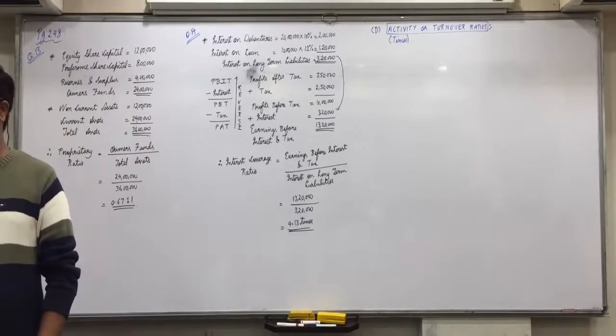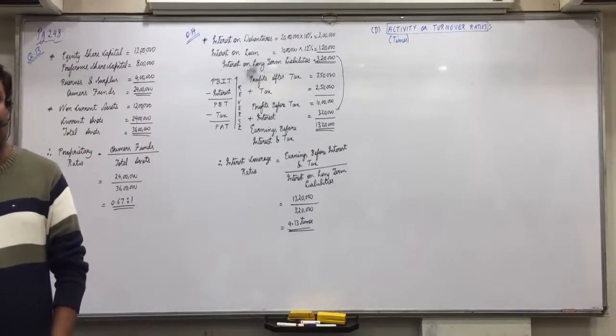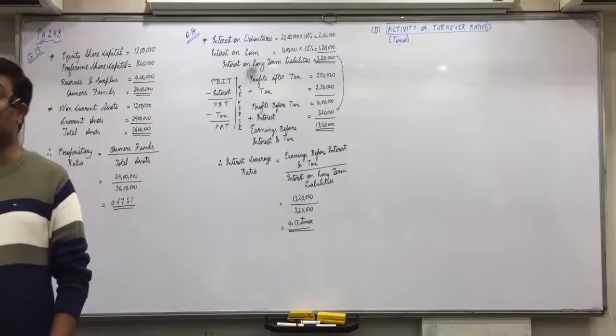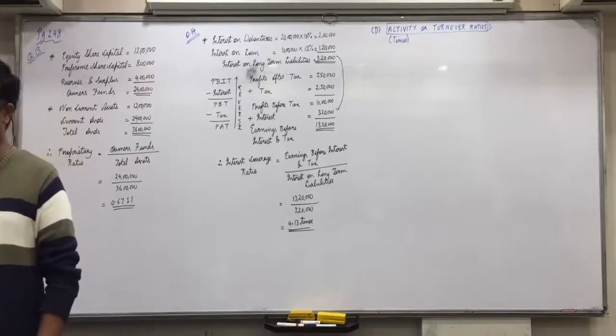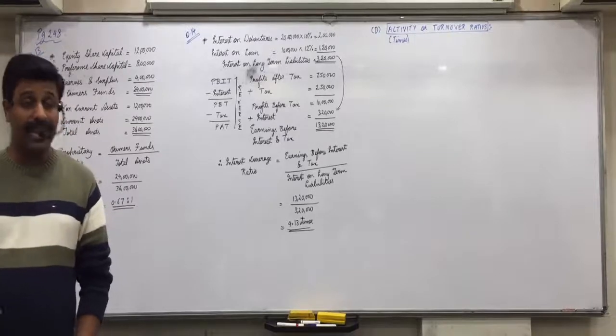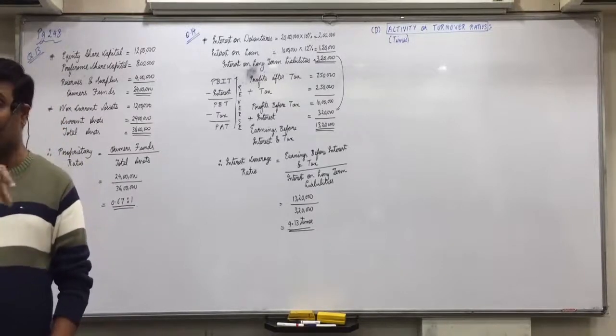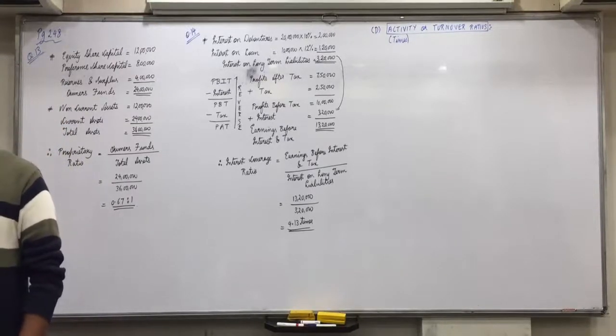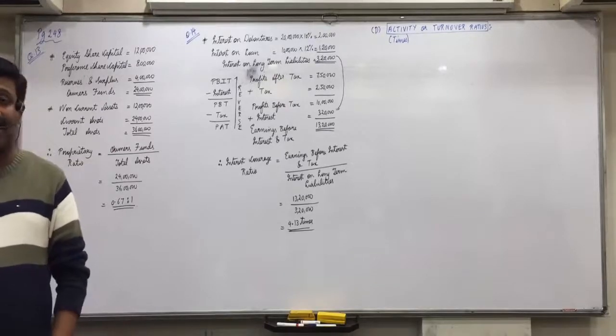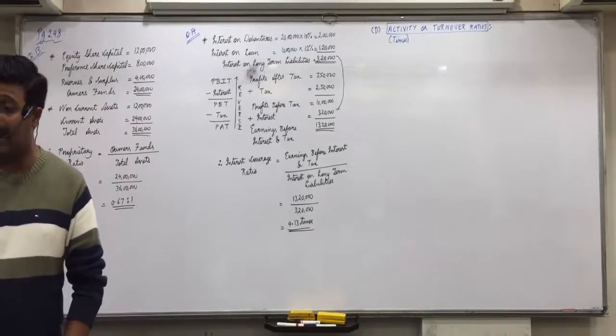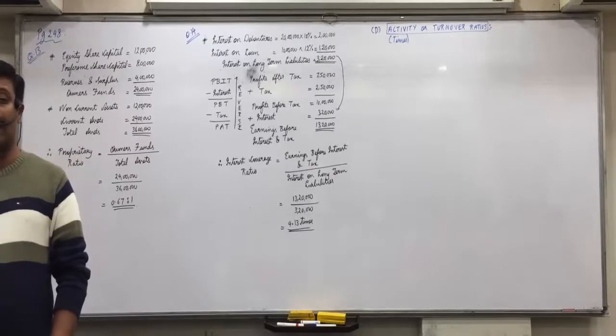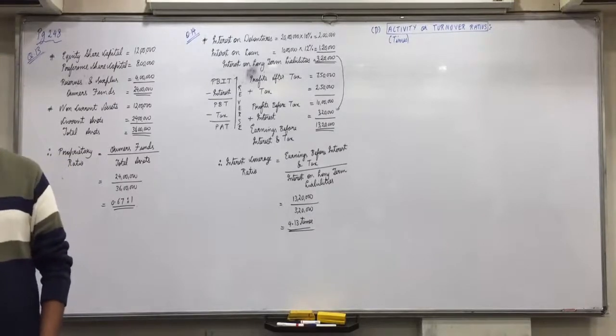Reason, working capital is current asset minus current liability. First find current assets in the beginning of the year. Then find current liabilities in the beginning of the year. Then find working capital in the beginning of the year. Current asset minus current liability. Then find current asset at the end of the year, current liability at the end of the year, working capital at the end of the year. Then find average, opening plus closing divided by 2.